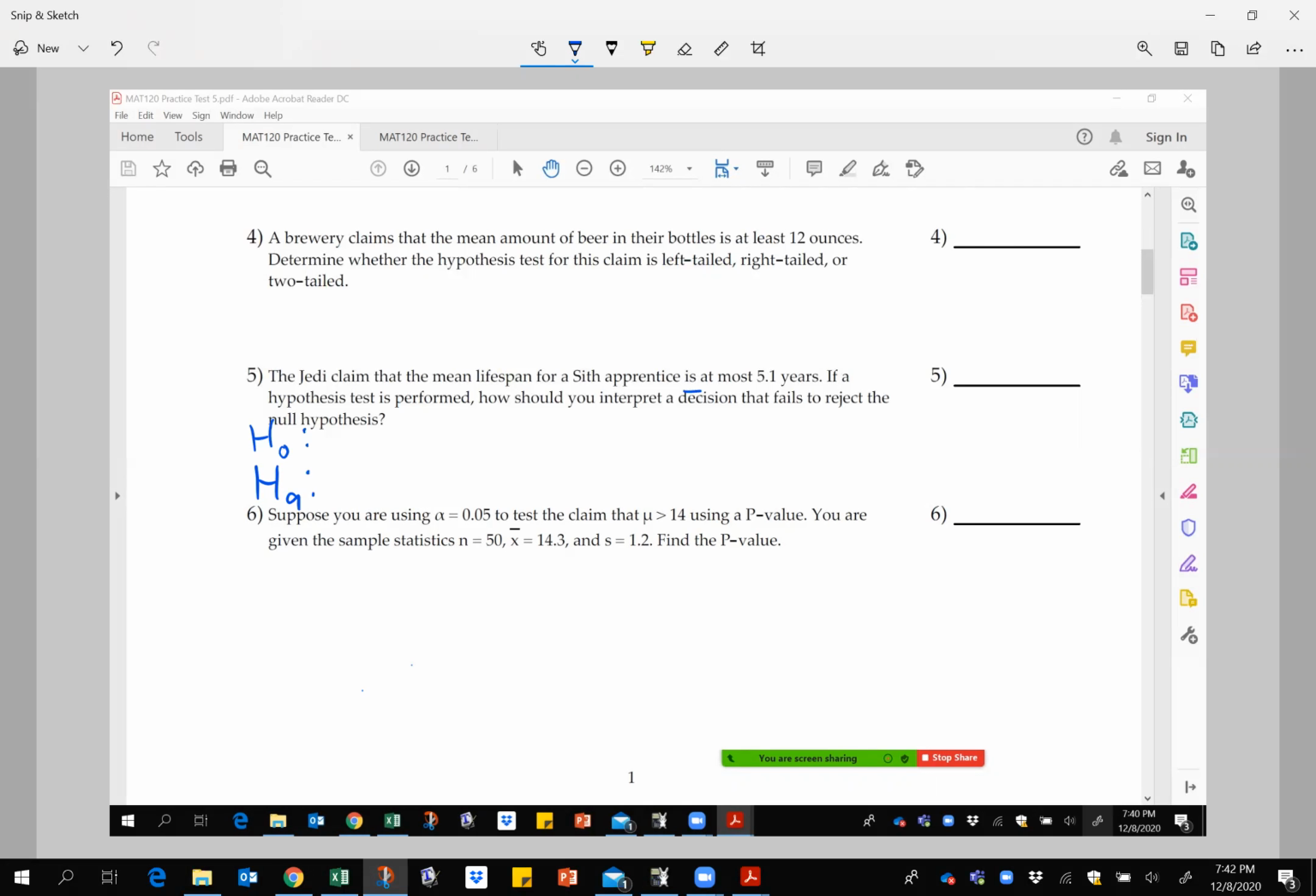When they say at most, that is going to translate to the mean is less than or equal to 5.1. So the mean is less than or equal to 5.1, and because that's what was stated in the question, that means that the null is going to be our claim. The opposite statement of this would be our other hypothesis. The opposite of less than or equal to would be strictly greater than. And now the question becomes, how should you interpret a decision that fails to reject the null hypothesis?